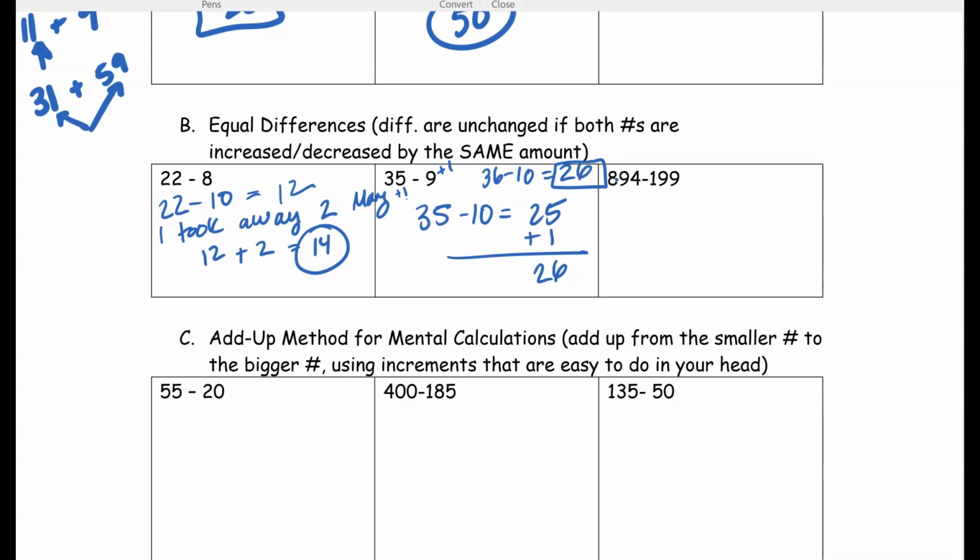This one, minusing 199, that takes so much brain power. So don't subtract 199. I'm going to do 894 minus 200, because then I can just do 8 minus 2 and get 694. Way easier.